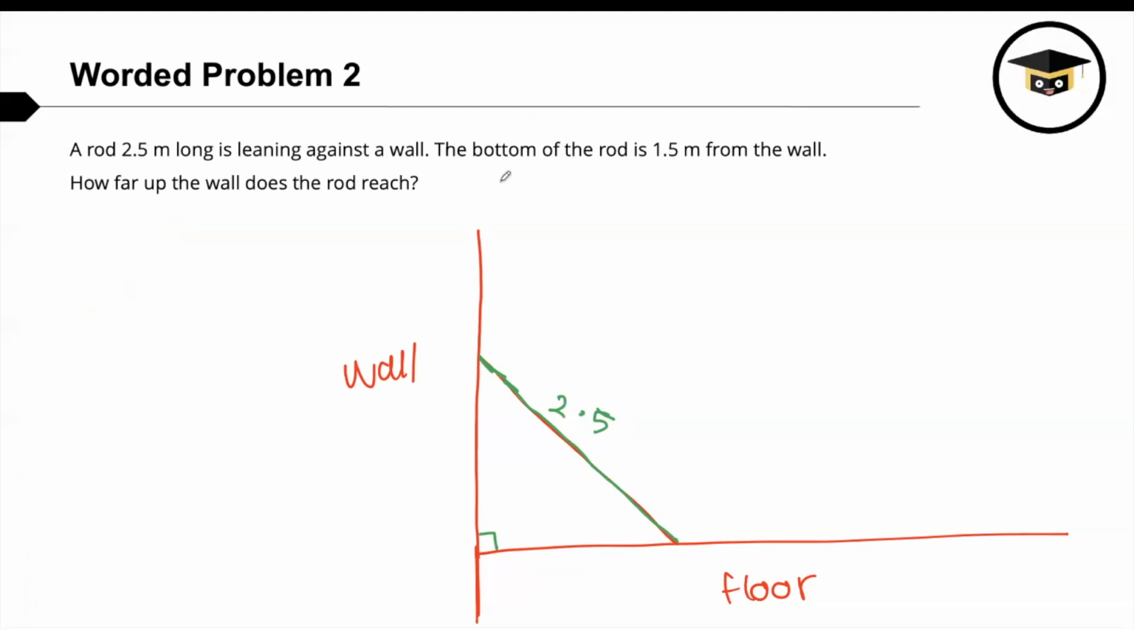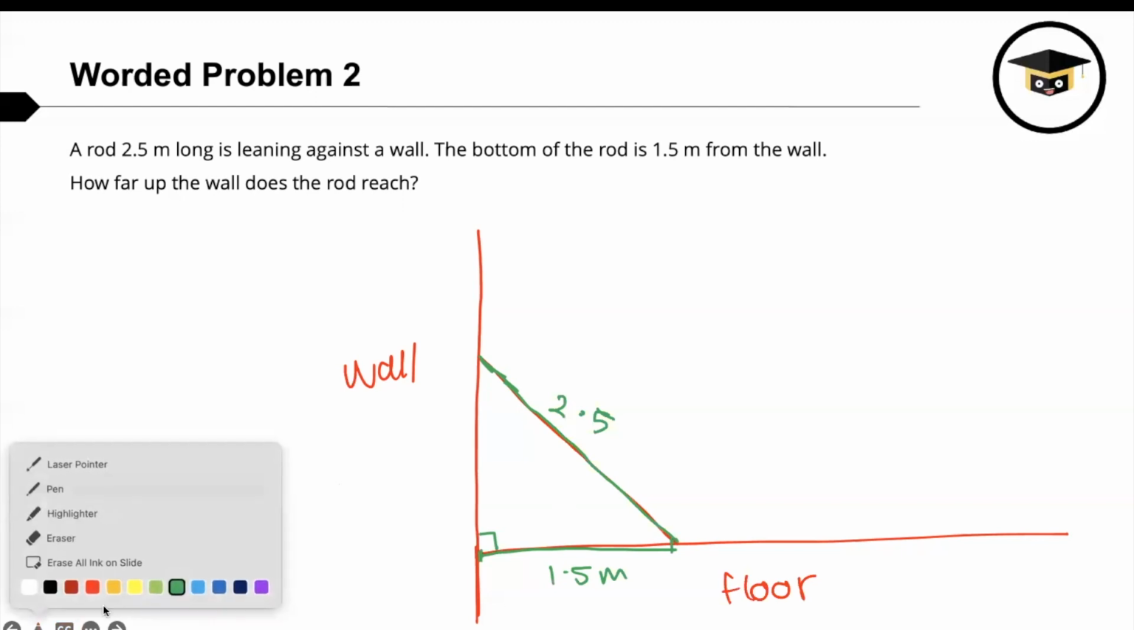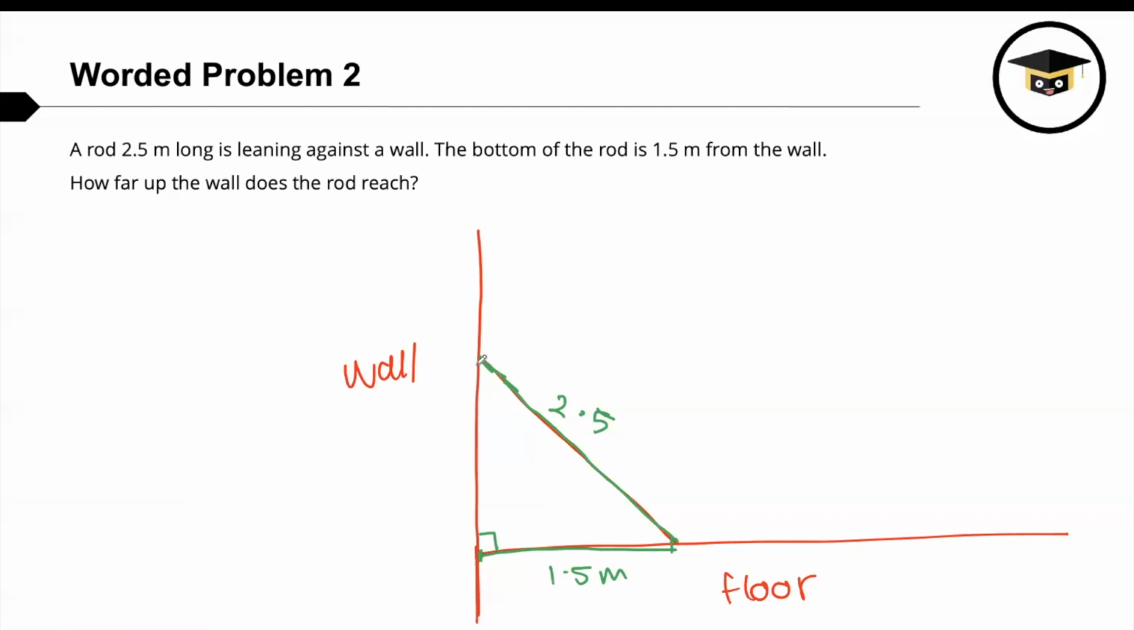So let's continue. The bottom of the rod is 1.5 meters from the wall. So what that is saying is that this distance is going to be 1.5 meters. So now the question is asking for how far up the wall does the rod reach? So really what we're trying to find is this distance here. So you can see we have the hypotenuse. 2.5 is our hypotenuse. We have 1.5, which means that's one of our shorter sides. And we're just going to call this x because that's what we're trying to find out.